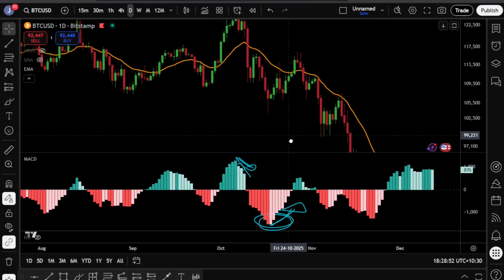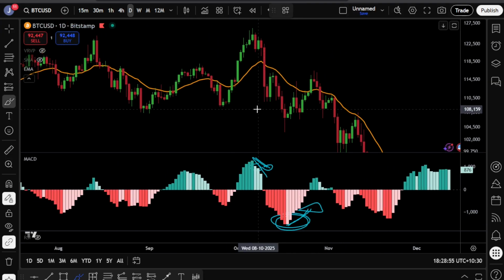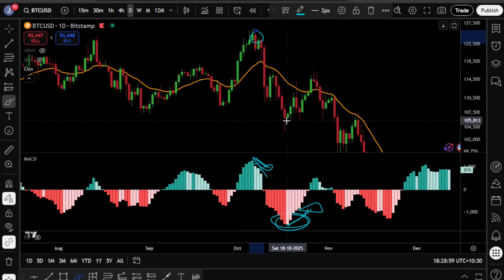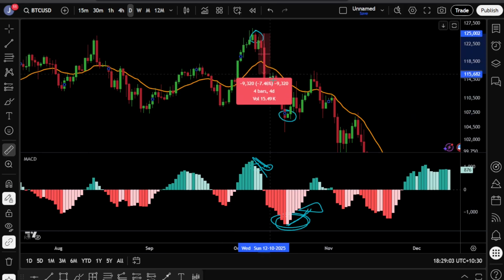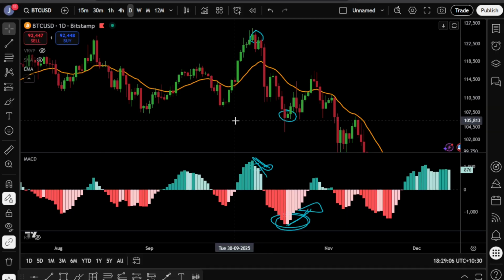That was actually perfect on the chart. As we saw right here on the histogram is when we would have taken the short, and we would have bought back our position right in here. That was a really solid trade of around 15%.